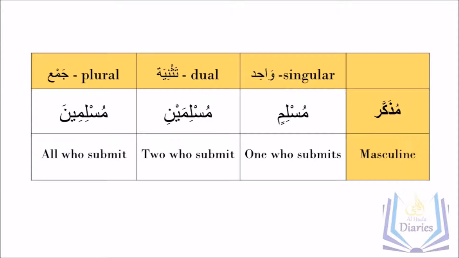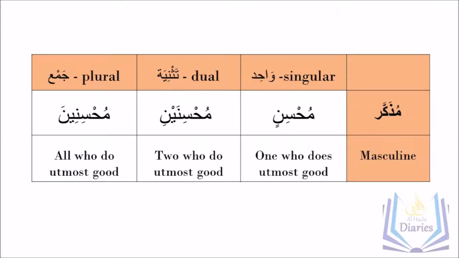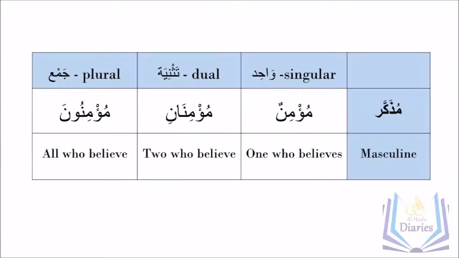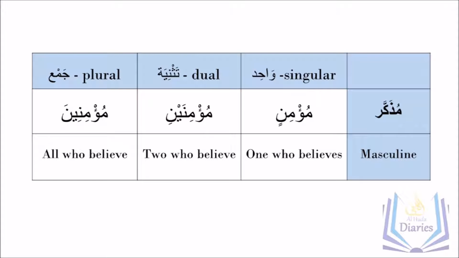Likewise for jar also it will be mu'minin, mu'minaini, mu'minina, muhsinin, muhsinaini, muhsinina, and so on. So that is when it comes to the rafa, nasab and jar state of mudhakkar, wahid, tasniya and jam. So it will be mu'minun, mu'minani, mu'minuna, mu'minan, mu'minaini, mu'minina, mu'minin, mu'minaini, mu'minina.